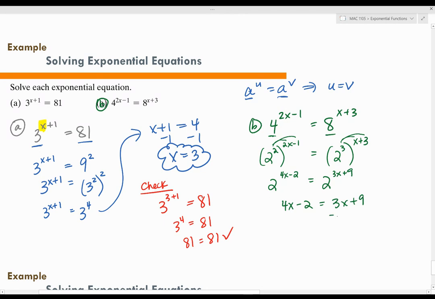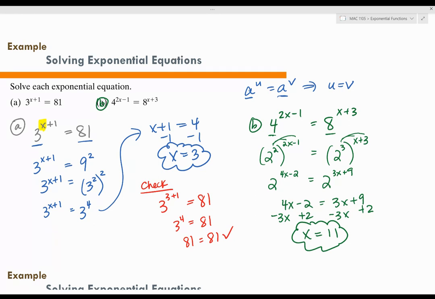So I'm going to subtract 3x from both sides and add 2 to both sides. So that's going to give me x equals 11. Okay. And that's our answer. If you want to check to see if you're right, remember you can plug x equals 11 into our original equation, and you'll get the same answer on both sides. Cool. All right, let's try one more example.